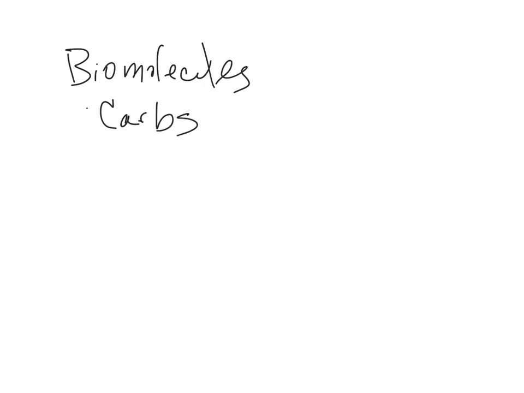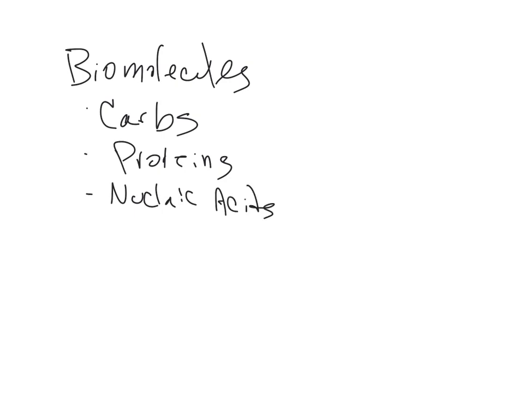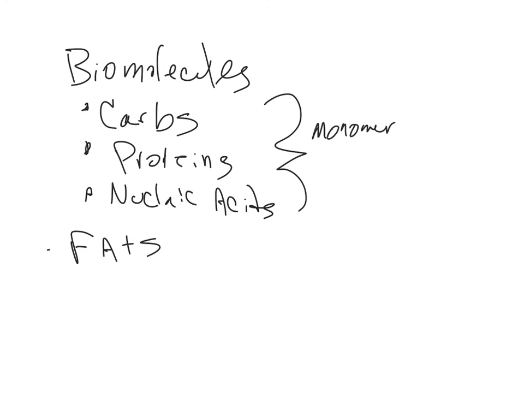Okay, so I'm just going to do a quick review. We have biomolecules, and the 4 types: carbs, proteins, nucleic acids, and fats. Fats I'm putting over here on the side because all of these biomolecules have an orientation where monomers can get added together to make polymers.